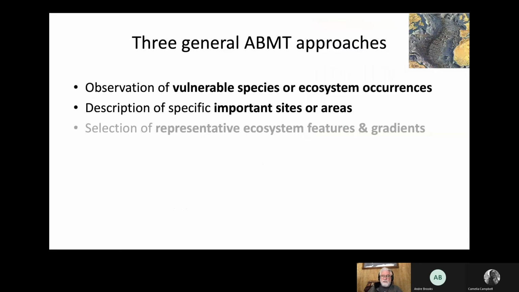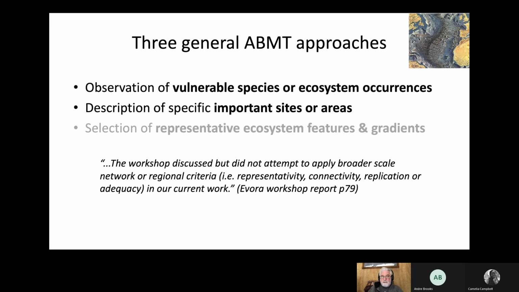There were three general area-based management tool approaches discussed in Évora. The first were observations of vulnerable species or ecosystem occurrences. The second were descriptions of specific important sites or areas. And the third was the selection of representative ecosystem features and gradients. This third category was discussed but not implemented during the Évora workshop, so that's why I have it in gray. The first two were discussed more fully and were mapped.